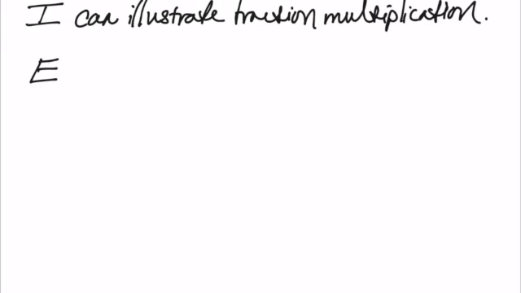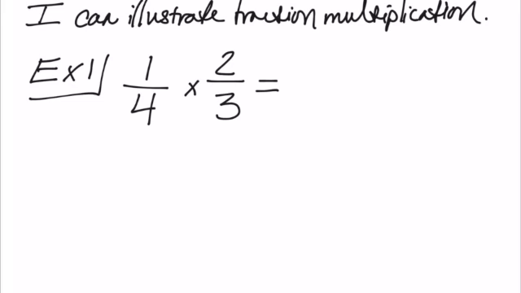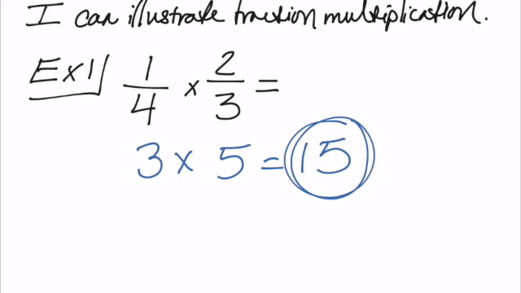Let's look at example number 1. Example number 1, let's take the problem 1/4 times 2/3. Okay, so usually when we have multiplication, we know we're making more of something. For instance, if I have 3 times 5, I'm getting 15. And 15 is bigger than 3 and 5. So we're making 3 rows of 5. 1, 2, 3, 4, 5. 1, 2, 3, 4, 5. 1, 2, 3, 4, 5. So it's getting bigger.